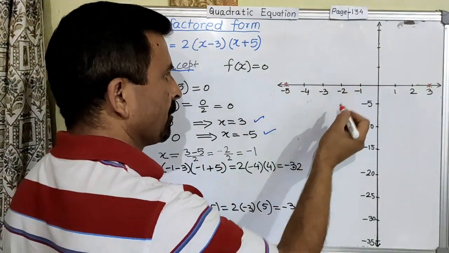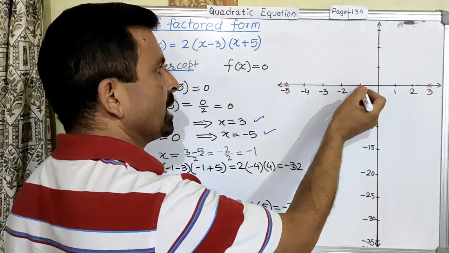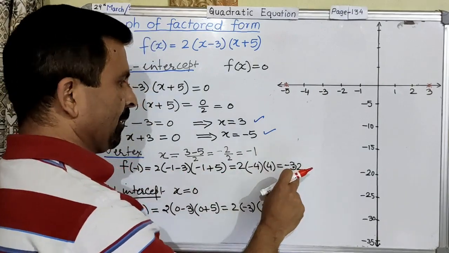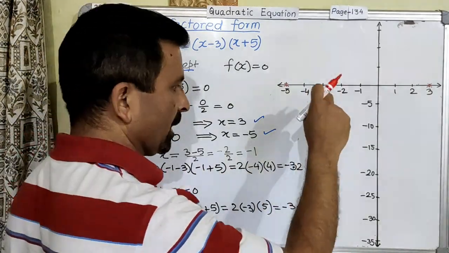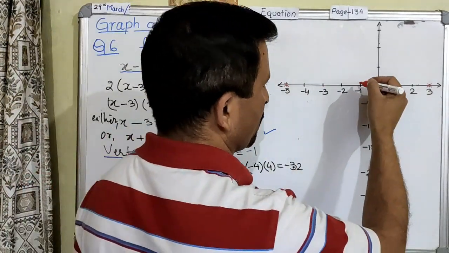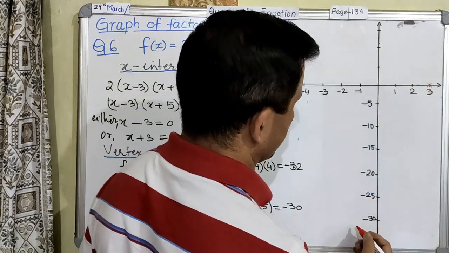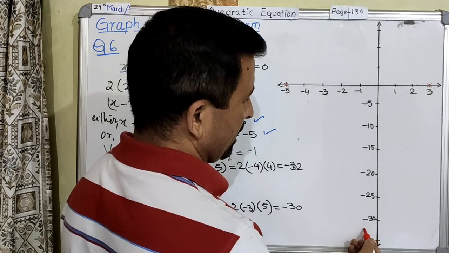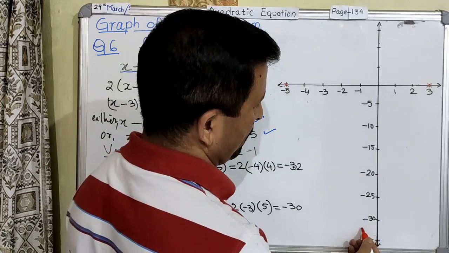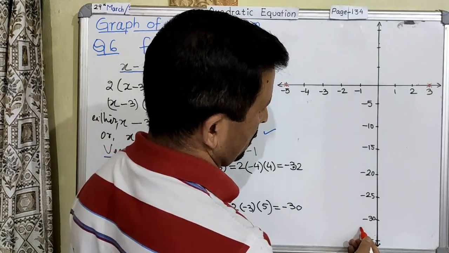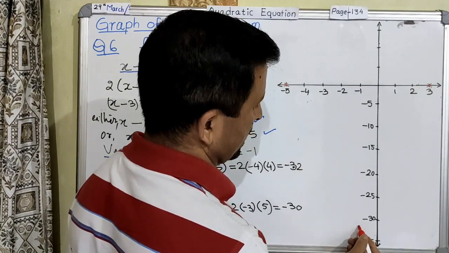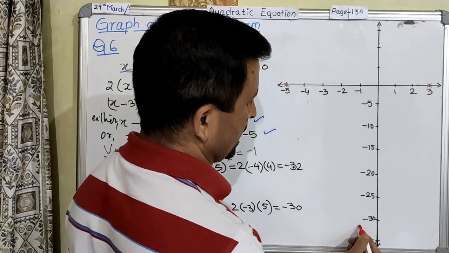And then from this point, you will go either up or come down, depending on the value of your f(x). This f(x) is negative, therefore we will come in the downward direction. So from -1 we are coming downward till -32. This is 30, so it will be a little bit less than half of this. This is the point.